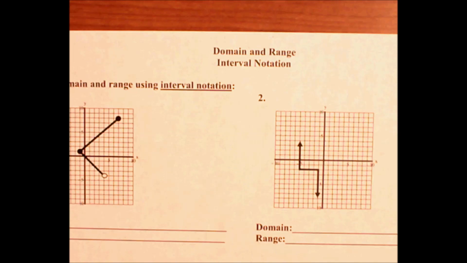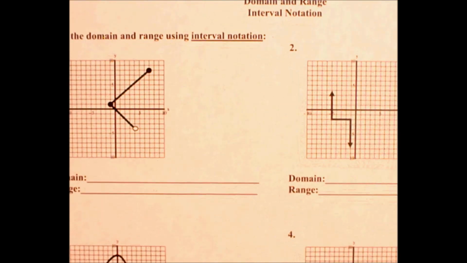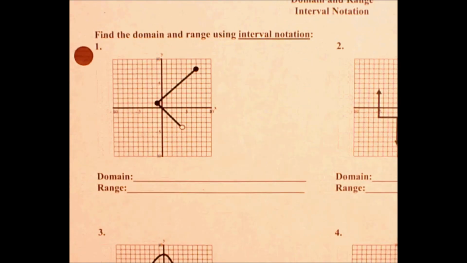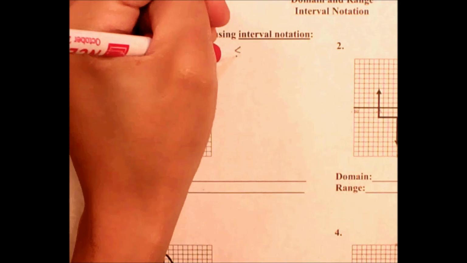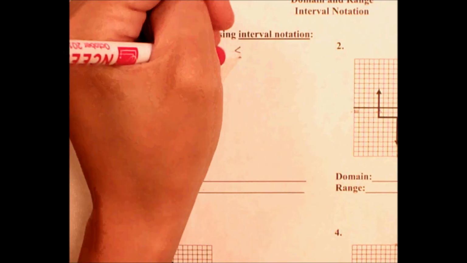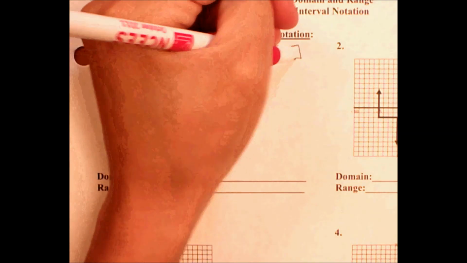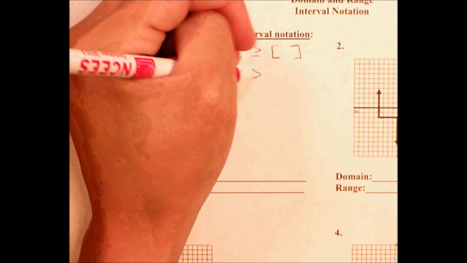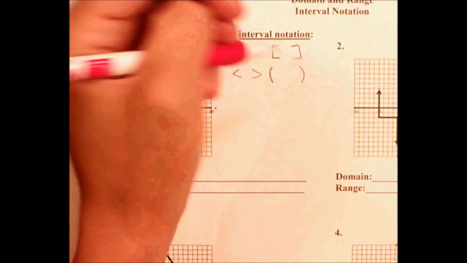Okay, we're going to do domain and range interval notation. This is the exact same thing as what we just did with the inequality notation, except we're using brackets. With inequality, we use the less than sign and the less than or equal to sign. Well, in this case, if it is less than or equal to or greater than or equal to, we're using a bracket. If it's just less than or greater than, we're going to use parentheses.